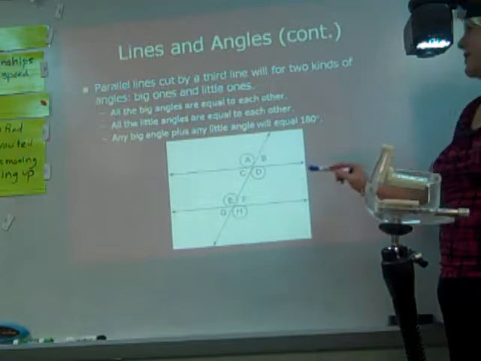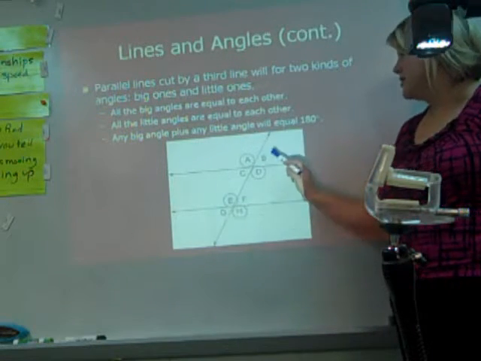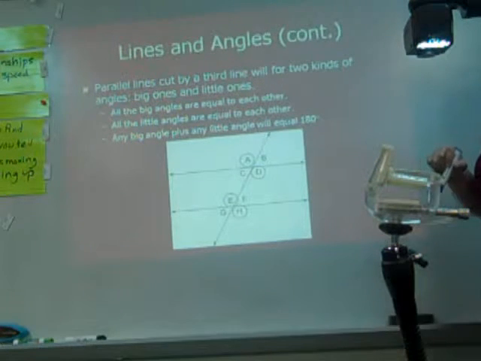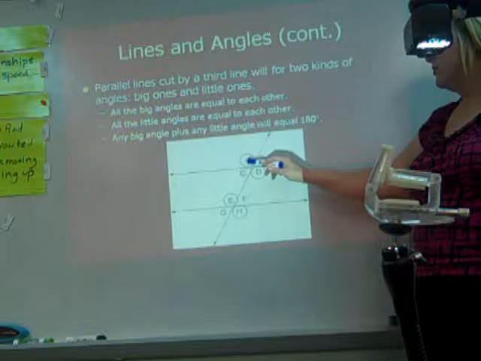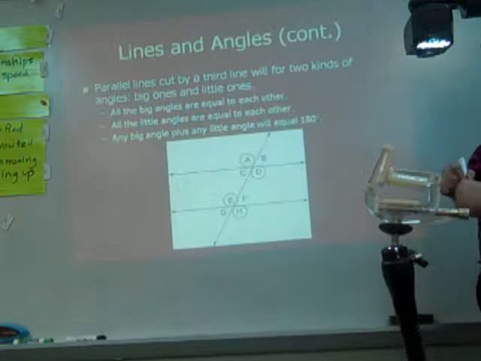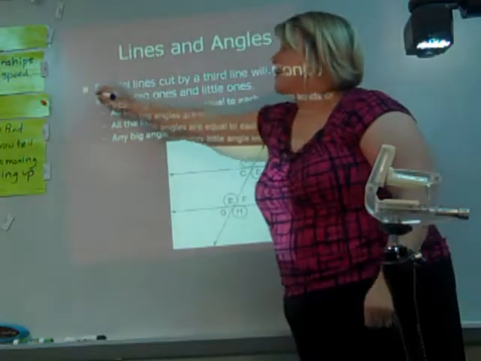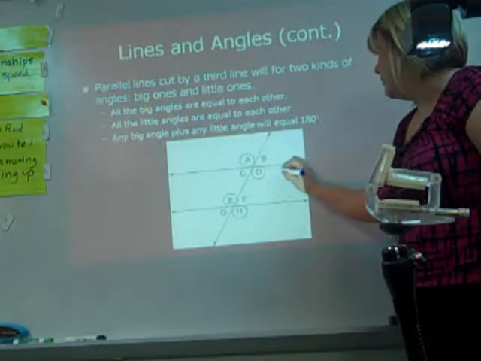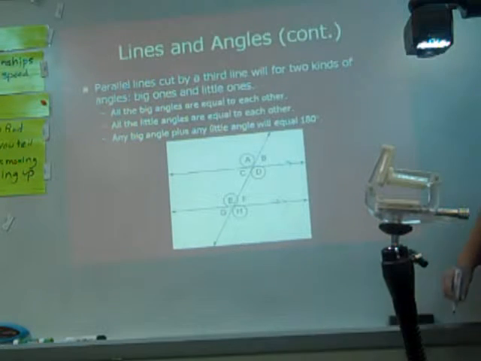All the little angles are equal to each other, so all the ones that aren't circled are equal. And any big angle plus any little angle will equal 180. So if it's circled and you add one that's not circled, those add up to 180. But these have to be parallel lines for this to work. These 2 lines have to be parallel for this to work.